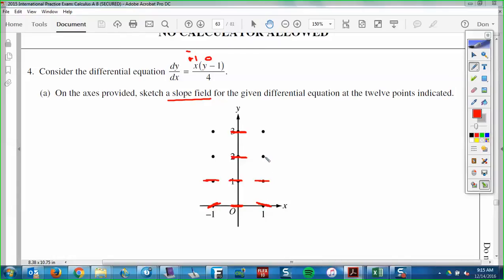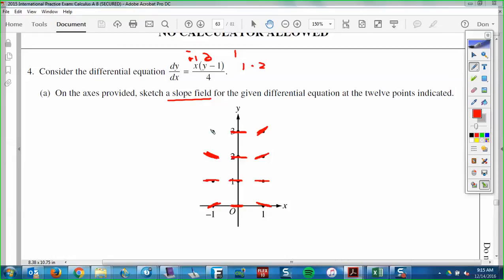So now 1, 2, so if x is 1 and this is 2, 2 minus 1 is 1, 1 times 1 is 1/4. So again, pretty flat. -1, 2. So you put a 2 in here, that's 1, times -1, that's -1/4. So again, pretty flat. Backwards. Isn't the 1, 2 supposed to be positive? Oh, it is. Okay, 1, 3. So if I go 3 minus 1, that's 2 times 1 over 4. That's 1/2. So a little bit steeper.